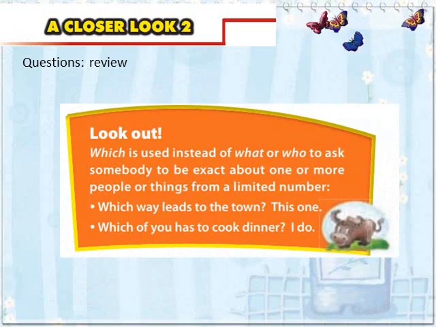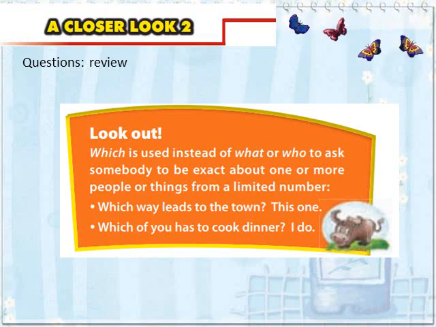Now, look. Which is used instead of what or who to ask somebody to be exact about one or more people or things from a limited number. Thì which được dùng để thay thế cho what và who để hỏi ai đó về một hoặc nhiều người, nhiều thứ gì đó trong một số lượng nhất định. For example, which way leads to the town? Rồi, đường nào dẫn đến thị trấn? Thì có thể trước mặt có một con đường, hai con đường, ba con đường thì nó có một limited number nhất định.